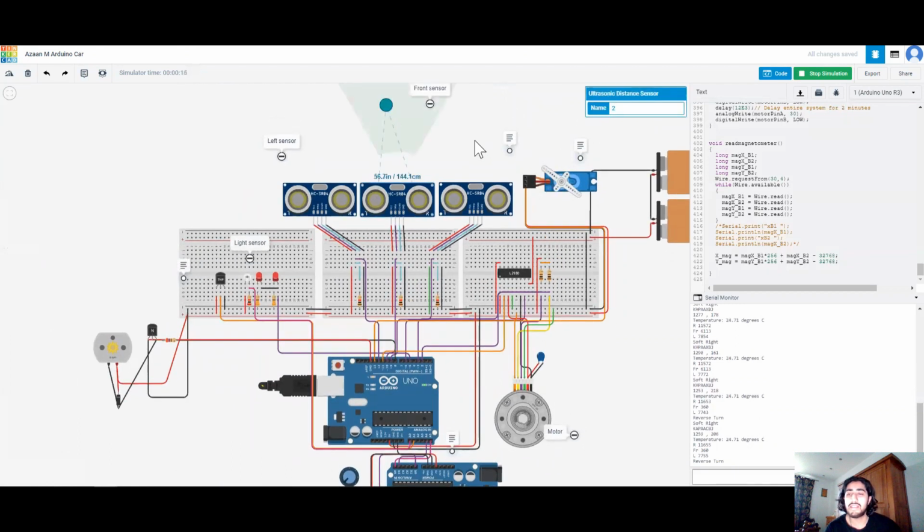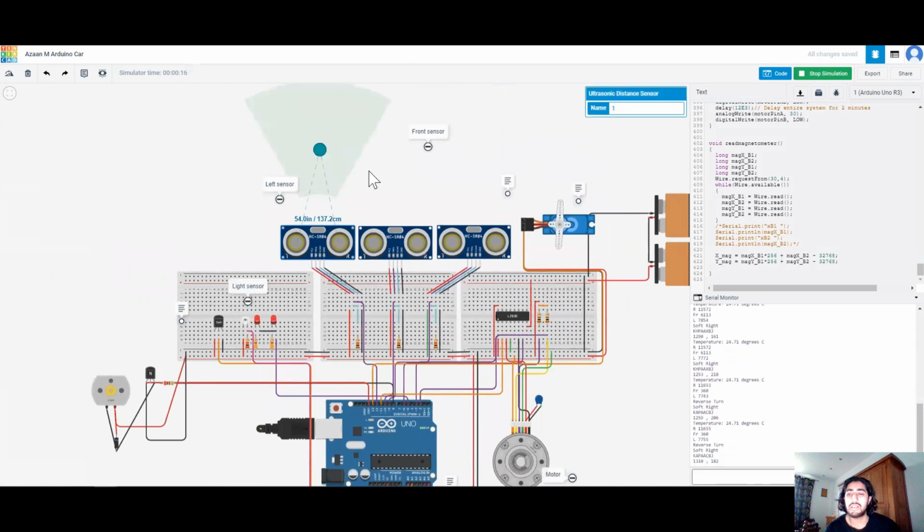Going on to the left and right sensors, which influence the servo motor: if an object is closer to the left sensor, the car would move to the right, and vice versa. If both left and right sensors are at around the same displacement here, the car will continue to move straight.